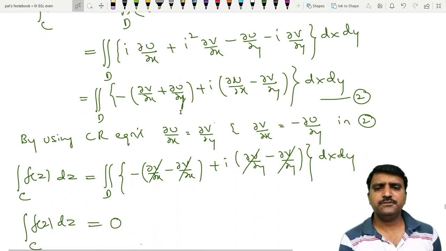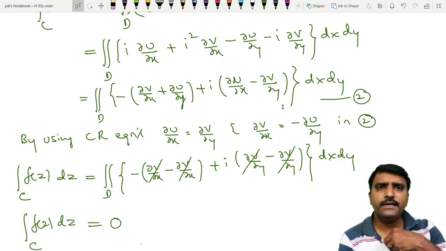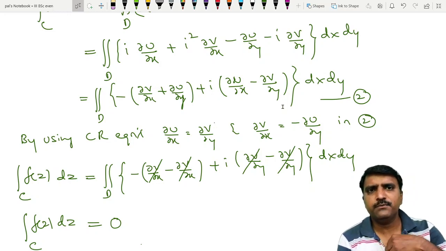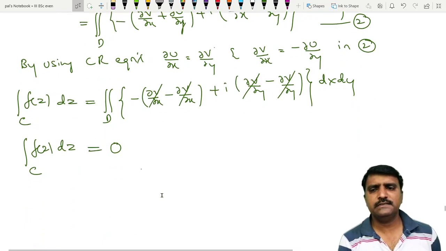After this you separate the real and imaginary parts. Then it is del v by del x plus del u by del y, plus i into del u by del x minus del v by del y. Since f of z is an analytic function, it satisfies the Cauchy-Riemann equations. So the CR equations are del u by del x is del v by del y, that is, in place of del u by del x we can take del v by del y, or del v by del x is equal to minus del u by del y. I'm using those CR equations here. Then all the terms get cancelled on the right hand side, so the right hand side becomes 0.